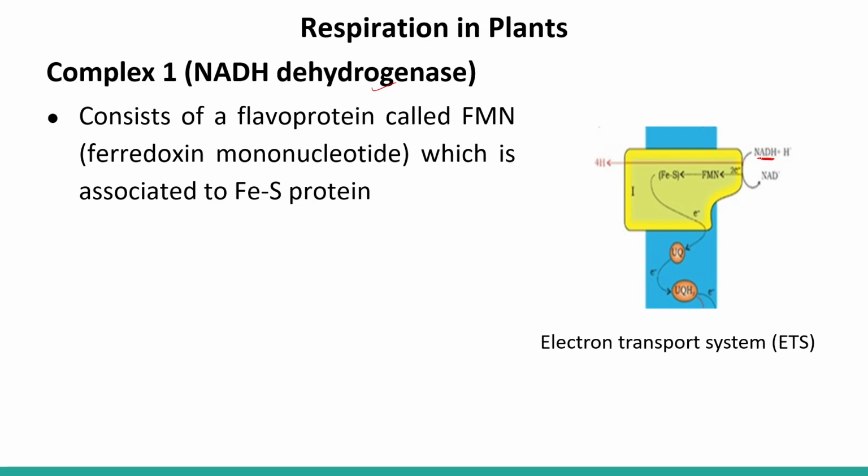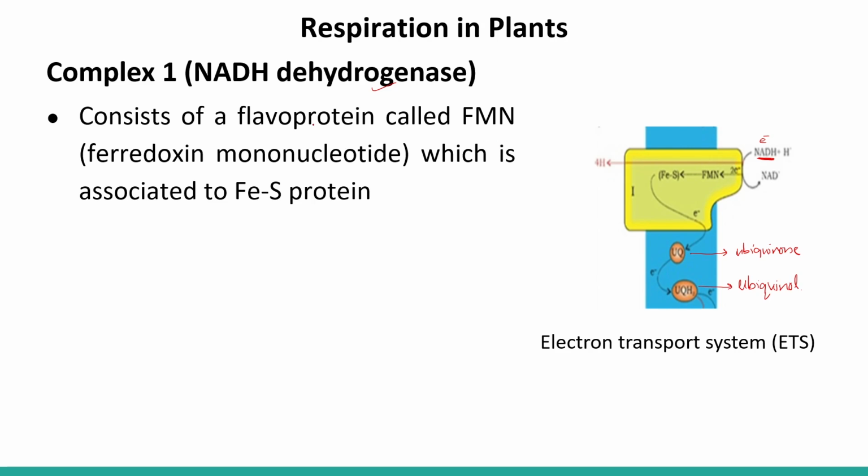So now what is happening? The reduced coenzymes are being oxidized, and the electrons from the NADH are transferred to ubiquinone. So this is ubiquinone, and ubiquinone finally becomes ubiquinol. Ubiquinol is nothing but the reduced form of ubiquinone.